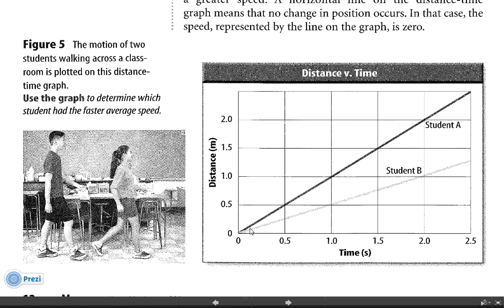Okay, which of these lines, if you had to walk up this hill and this hill, which would be harder to walk up? That's the steeper line. That's the faster speed.